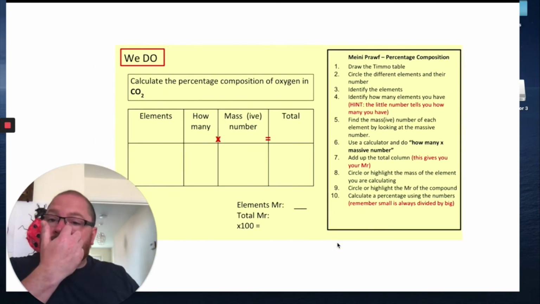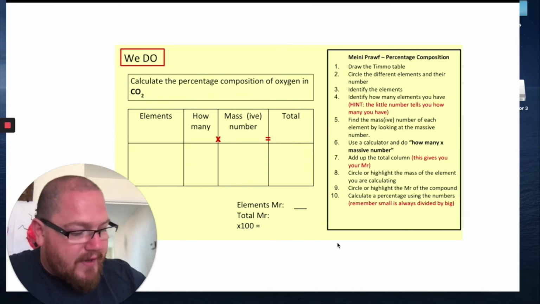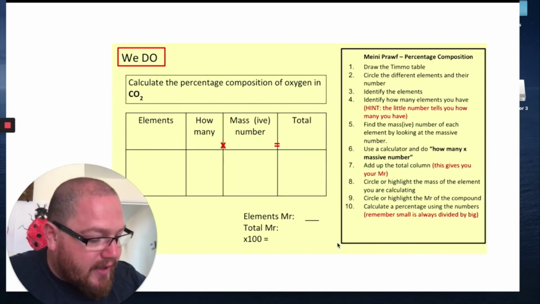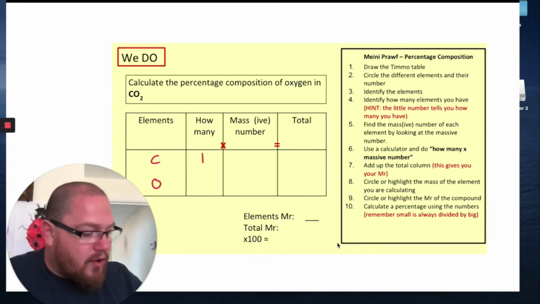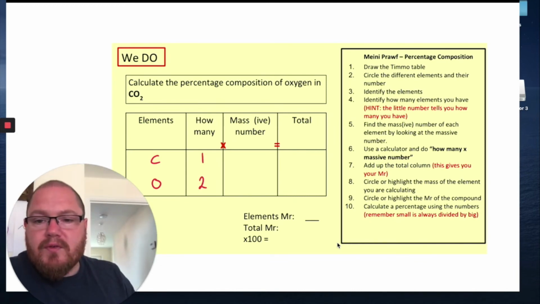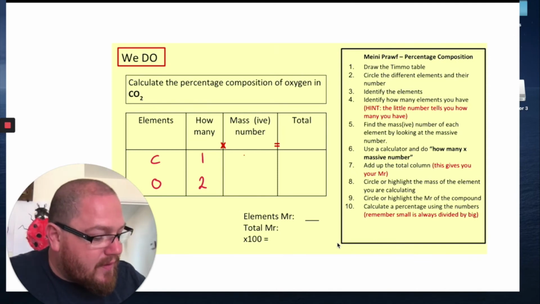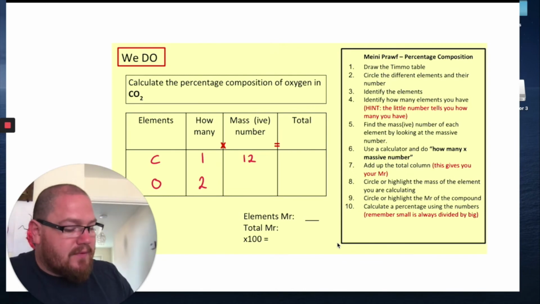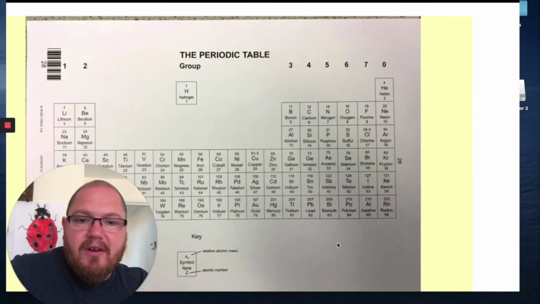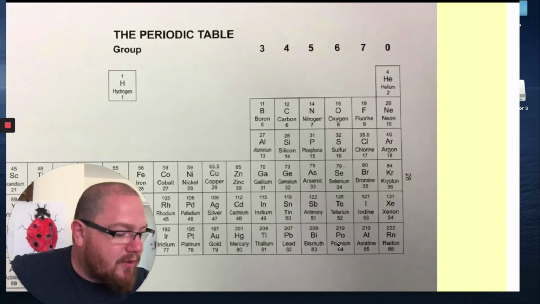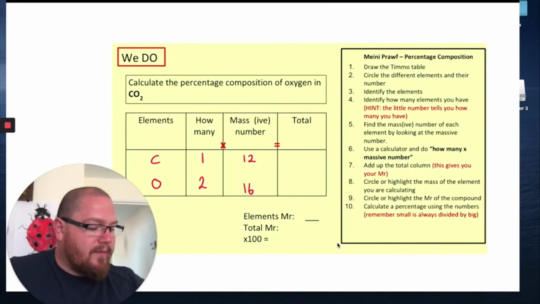Let's do CO2 now. I'm going to go through these steps quite quickly now to keep the video fairly short. So I've got a C and I've got an O. I've got one C. I've got 2 O's, because there's a 2 after O. My C is worth 12. My oxygen is worth 16. Use the periodic table to check. I'm using all these elements to keep them quite familiar.